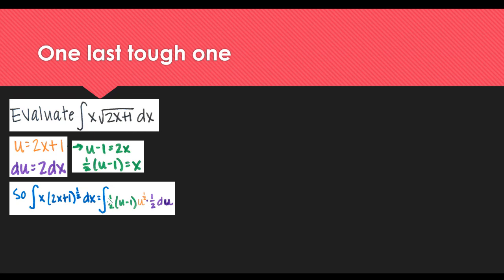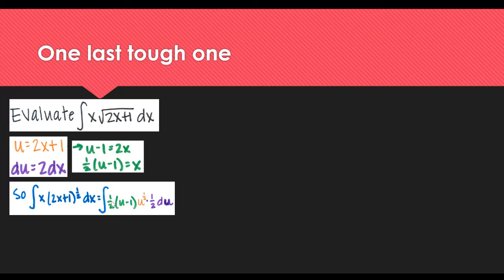So x is 1/2 u minus 1. And then this square root of 2x plus 1 is just my u to the 1/2 power, because a square root is a 1/2. And then to get a 2 dx, I have to put a 1/2 to cancel the 2 du. That's a lot.